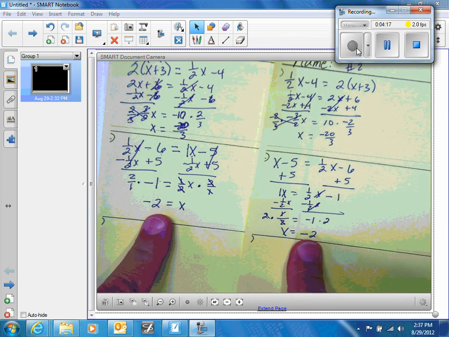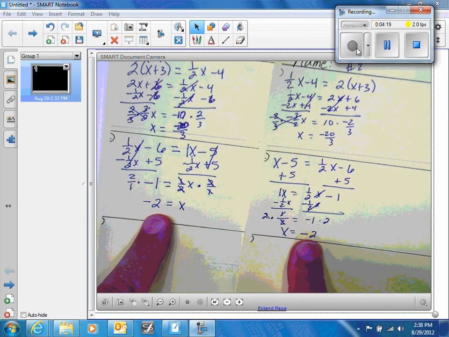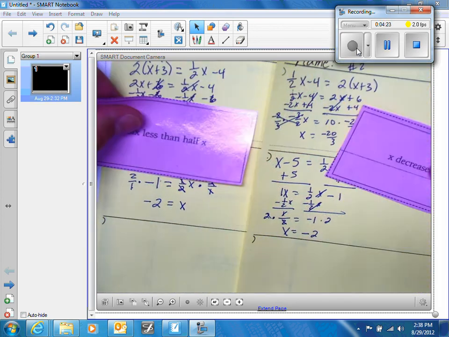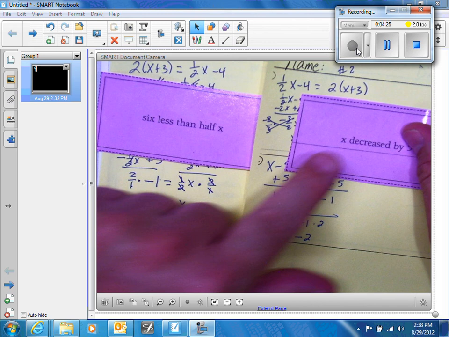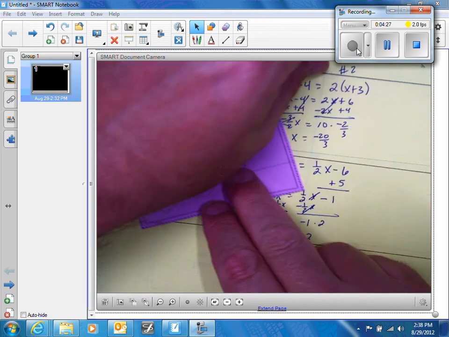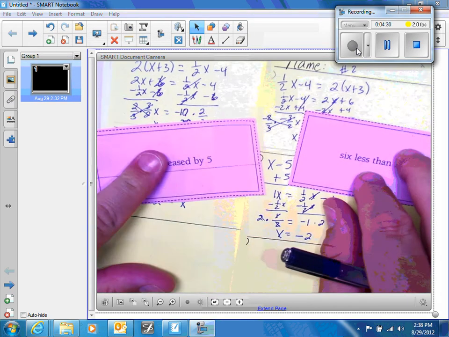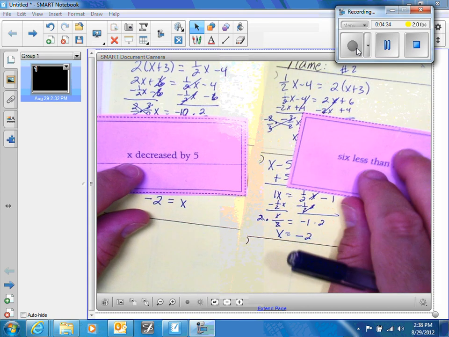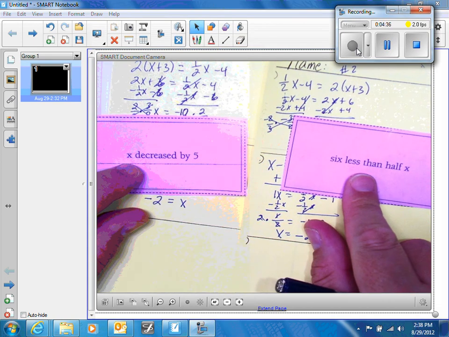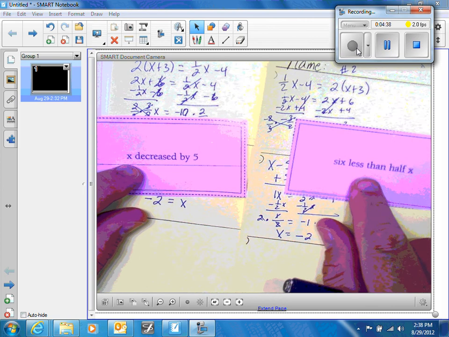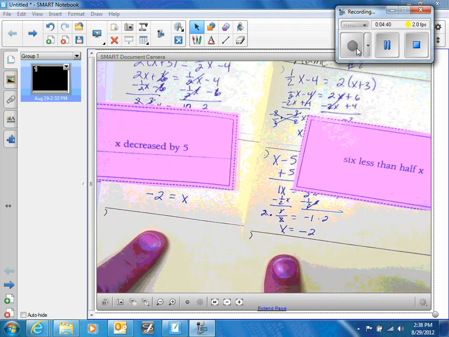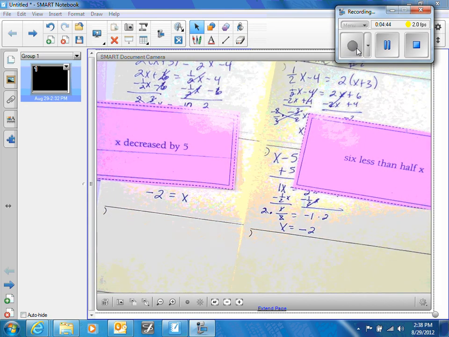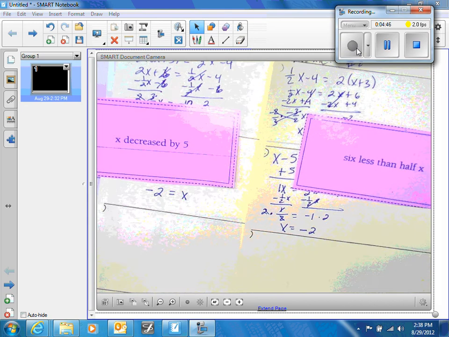Once you have finished this problem, you will then exchange cards. So if person number 1 had this card and person number 2 had this card, you'll exchange cards, and person number 1 now will have x decreased by 5. You will go find a different partner. Person number 2 now has 6 less than half x. You will go find a different partner and write down your new problem and do the same steps over and over again until you have finished all 10 problems. That is today's lesson. Thank you.